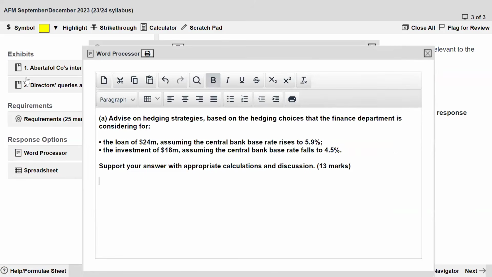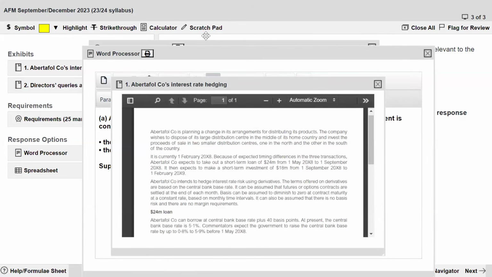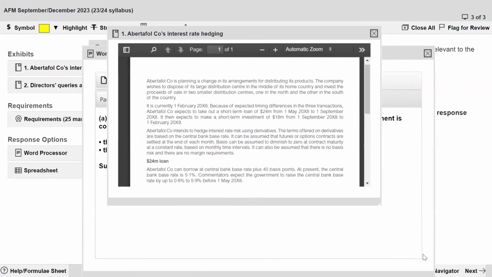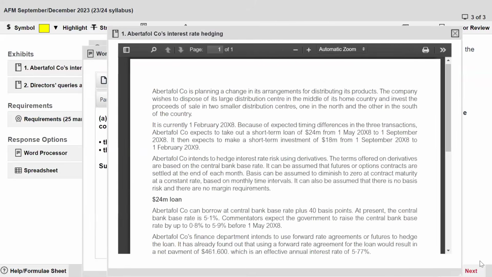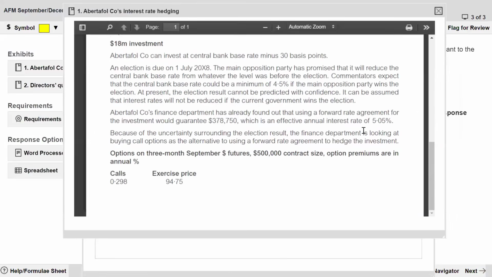Now, let's start discussing this question. So what does it say? It is about Abertafol company's interest rate hedging. There are details that are given. There is information that is there. So we're going to make use of this information and the details and take things forward.